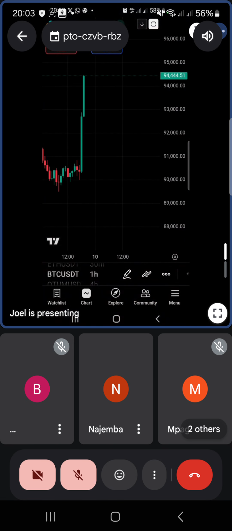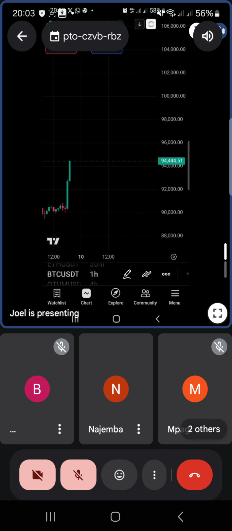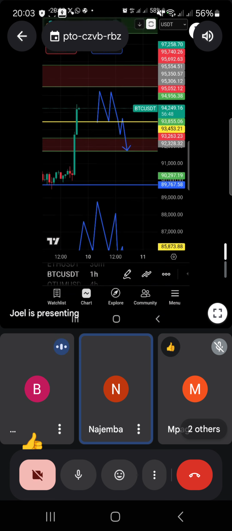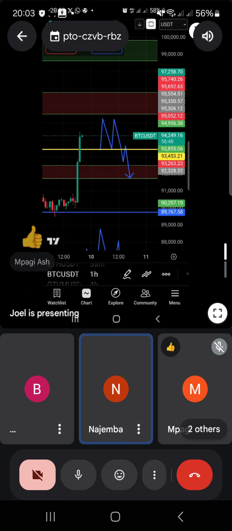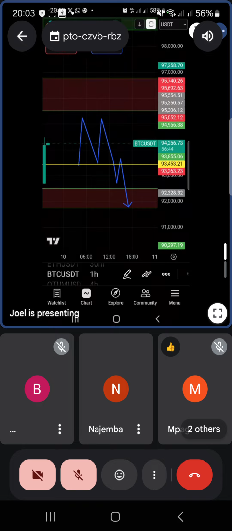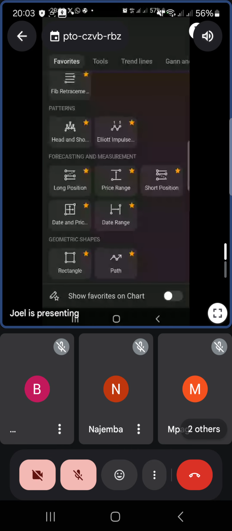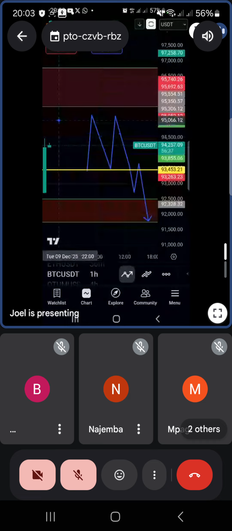Let's say, are you seeing my screen? Yes. Now, how do I trade a double top? I'm going to assume this area here. I'm going to assume price is at supply.